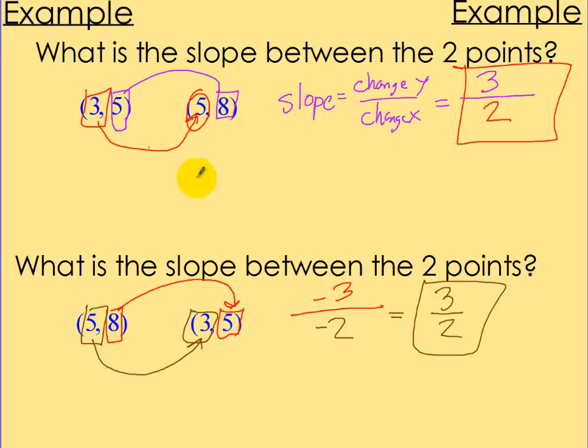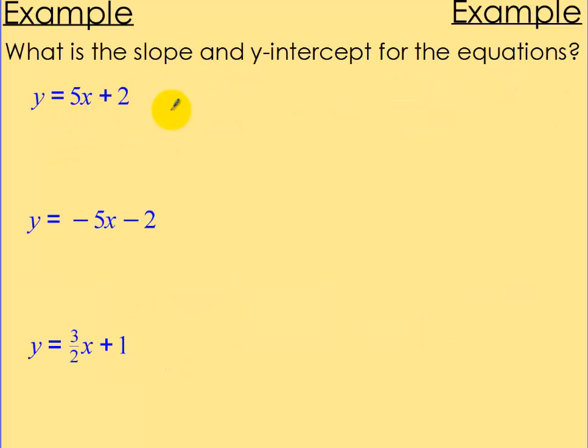One thing to note, these are both the same points. I just flipped the order. So we got the same slope for both of them, which we should have. It doesn't matter as long as you're always consistent going from one point to the other. So it doesn't matter which order you do it in, they're both going to end up with the same slope. All right, try these examples.